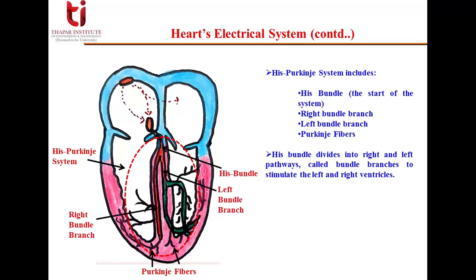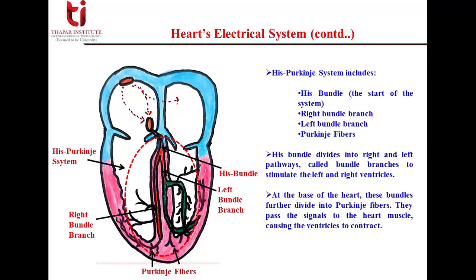ventricles. At the base of the heart, these bundles further divide into Purkinje fibers. They pass the signals to the heart muscle, causing the ventricles to contract. Each contraction of the ventricles represents one heartbeat. Now further we will move towards electrocardiography, commonly known as ECG.